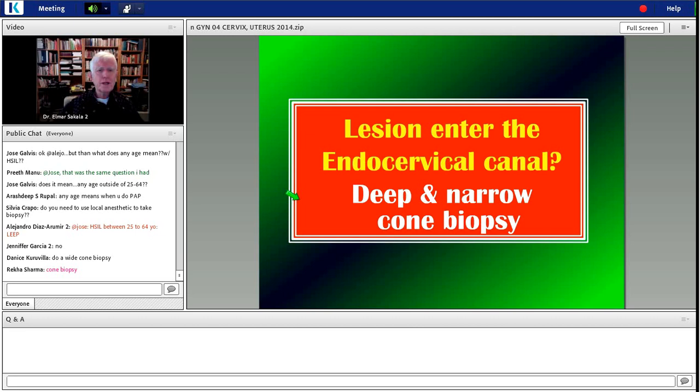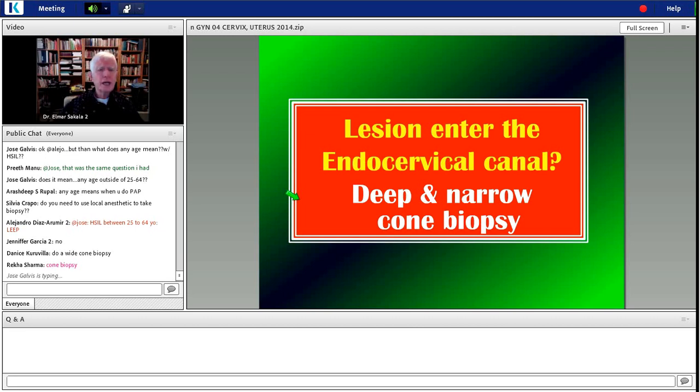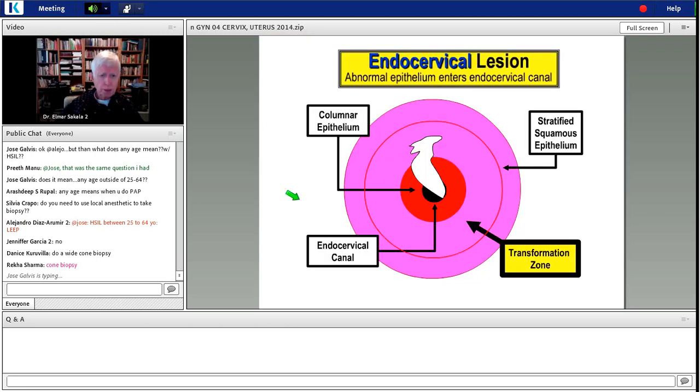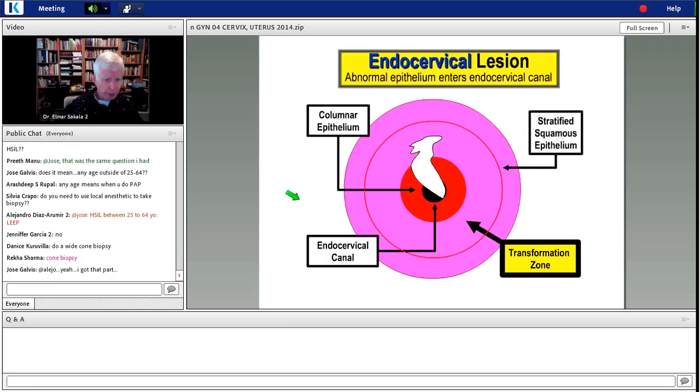All right, if a lesion enters the endocervical canal, not the metaplastic epithelium but a white epithelium or abnormal vessels, that's when we do a deep and narrow cone biopsy. And here is our old squamocolumnar junction in red. Here is our new squamocolumnar junction over here.